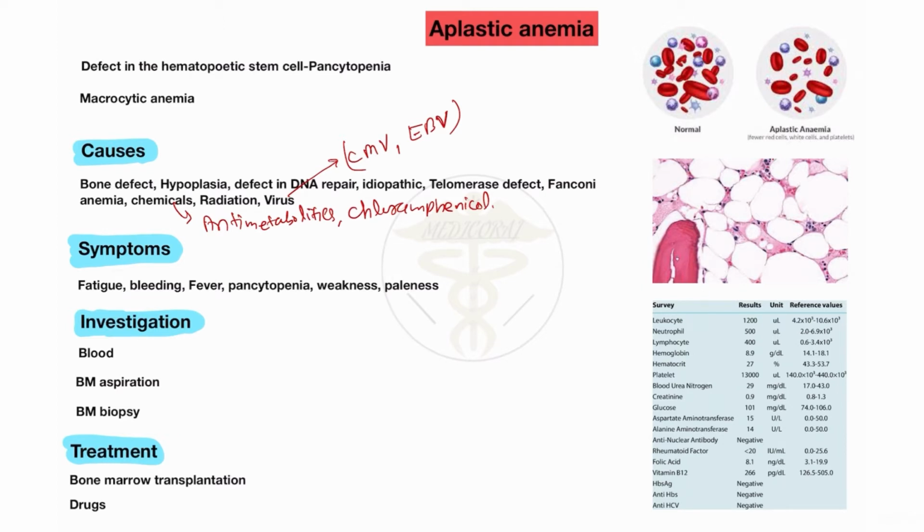Investigation. In the investigation of aplastic type of anemia, first of all we take blood of the patient. When you take the blood of the patient, you will see pancytopenia in the patient. Also reticulocytopenia occurs in the patient of aplastic type of anemia. I already said macrocytic type of RBC, macrocytic and normochromic RBC appear in the blood of the aplastic anemia patient.